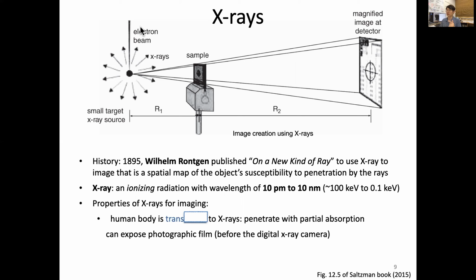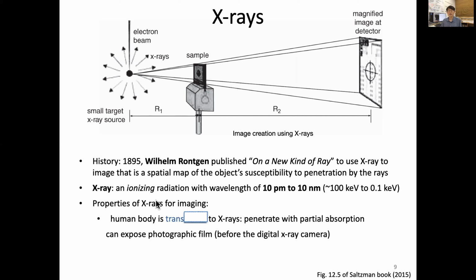So you see, an electron beam shoots a target, which will send out X-rays. And this is so powerful that it penetrates through the sample. You can see it doesn't even bend or diffract. And so if you have a film somewhere at distance R2, then you can see a magnified image. Between this R1 and R2, you can see R1 with respect to R1 plus R2 will be the magnification.